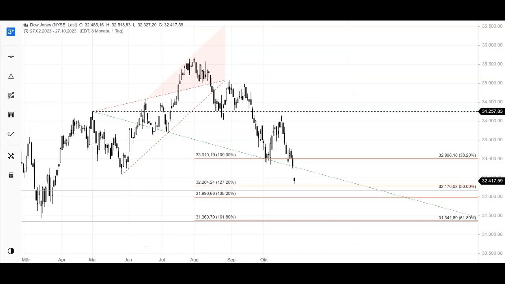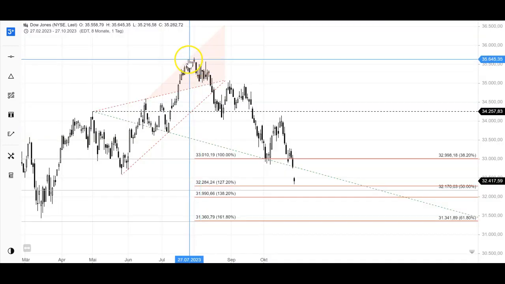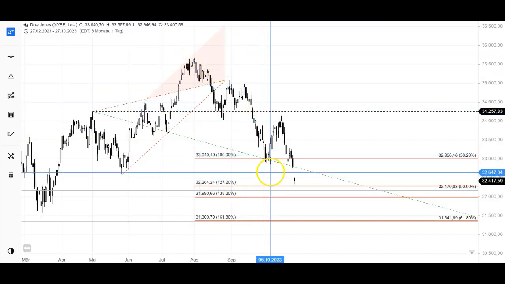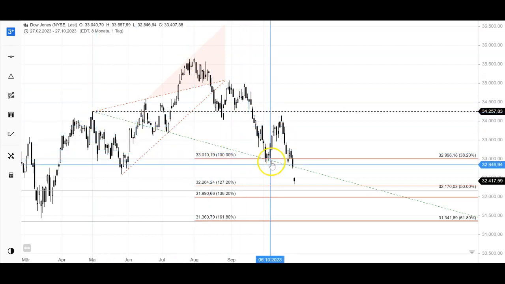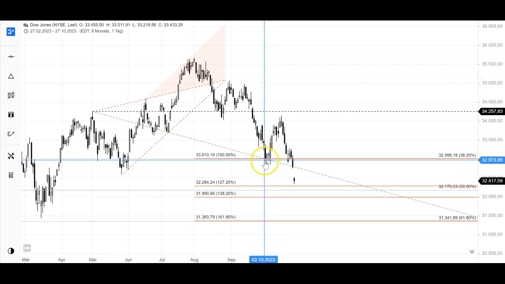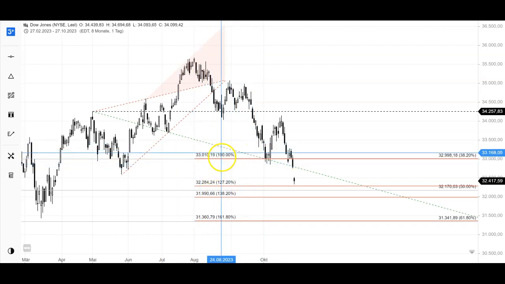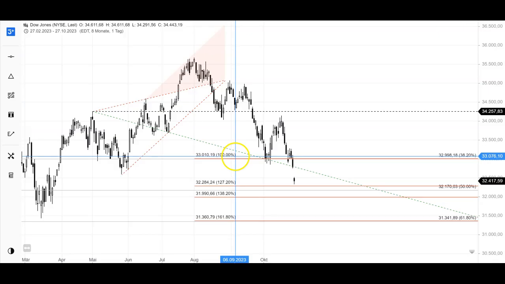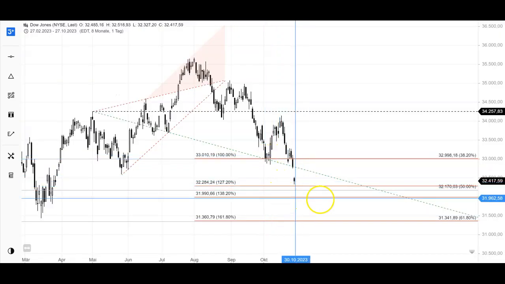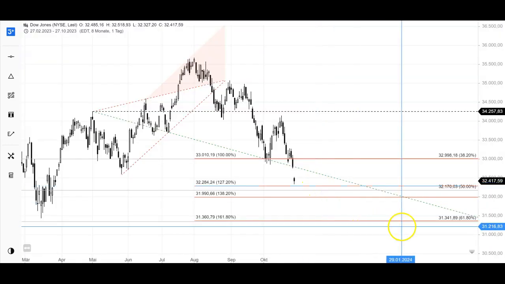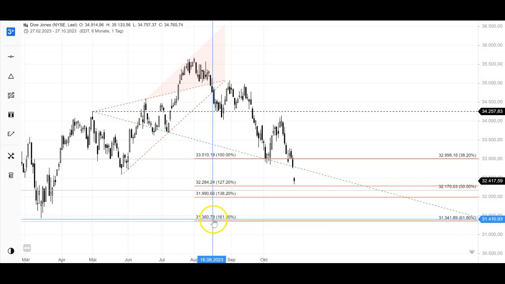Daily chart from the Dow Jones Industrials. I had this very nice looking Wolfe wave wedge here. I gave you a warning just before we made that peak. And as you can see, we kept dropping and hit the target line a couple of weeks ago, at the beginning of October, on the 2nd. Another thing to look at is that we are shooting through that 100% level at 33,010, and that opened a minimum target zone of 32,284 all the way down to 31,990, and even 31,360 could be an option.